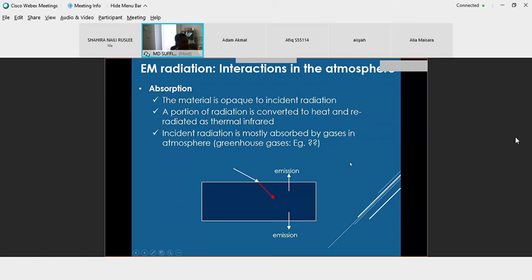So incident radiation is mostly absorbed by gases in the atmosphere. Okay, so we have greenhouse gases lah. Itu yang you tahu semua. Okay, greenhouse gases. Kita ada carbon dioxide, oxygen, kita ada nitrous oxide, kita ada CFC, kita ada ozon, okay, dan sebagainya. Okay. So absorb, that means that we absorb light. So dia tak akan scatter. So dia akan absorb sahaja.